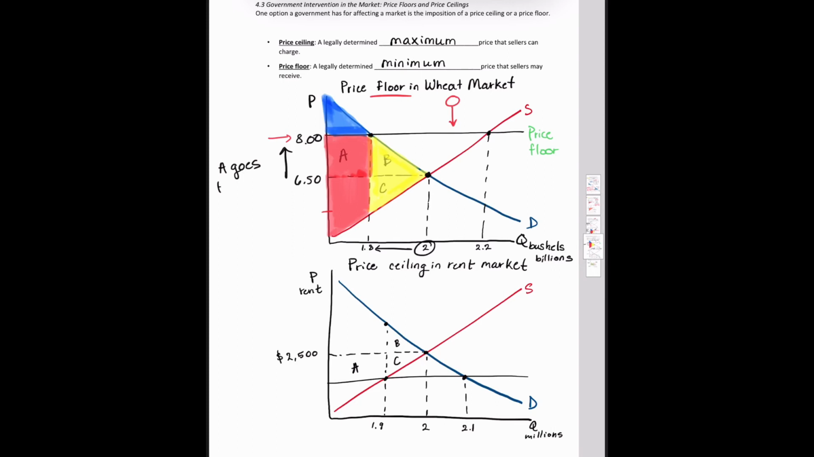So A goes to producers. Again, because that price is higher, it's benefiting the producers, but the consumers lose out, and so consumer surplus decreases, producer surplus increases. This is going to be deadweight loss. This is consumer surplus. This is producer surplus.